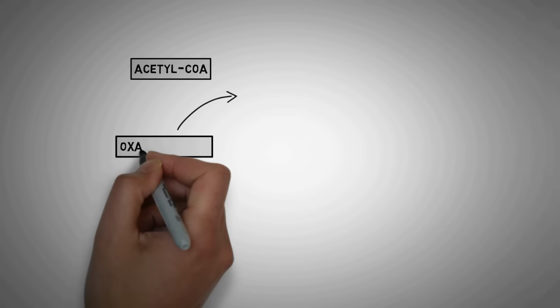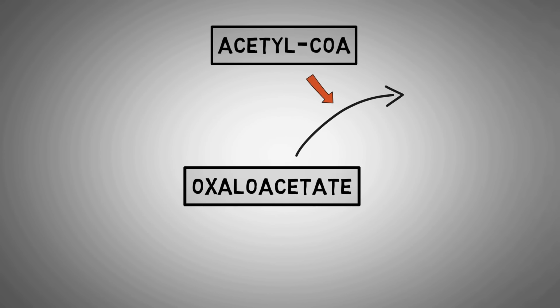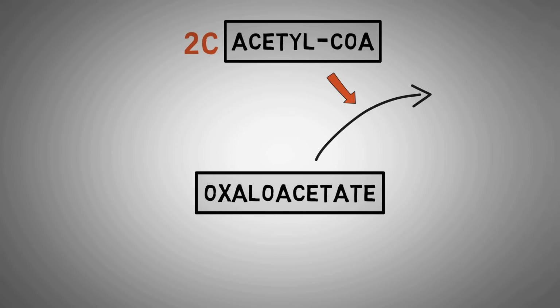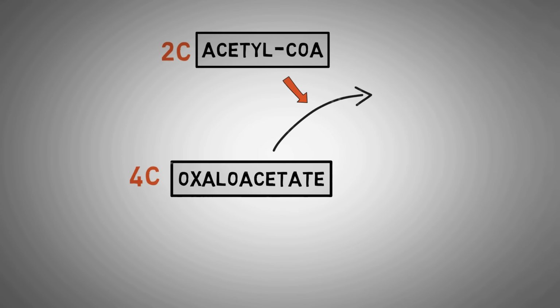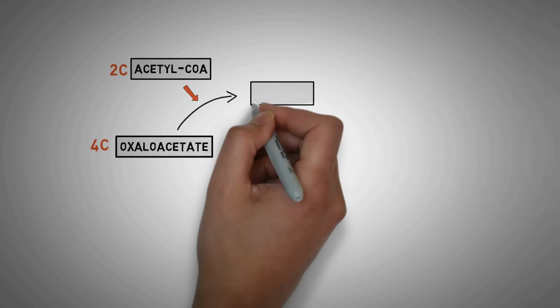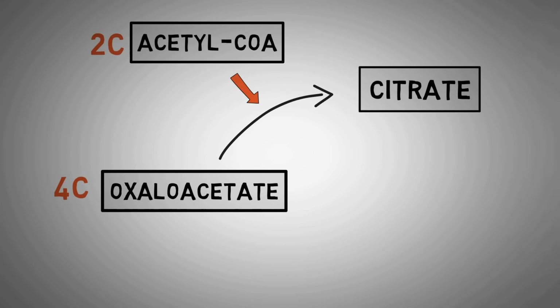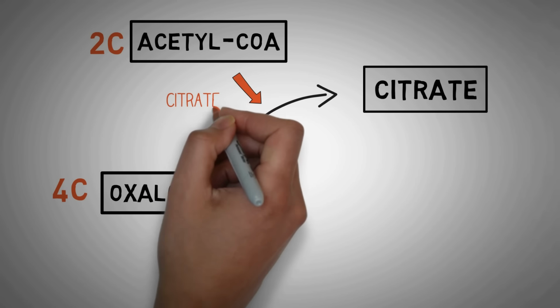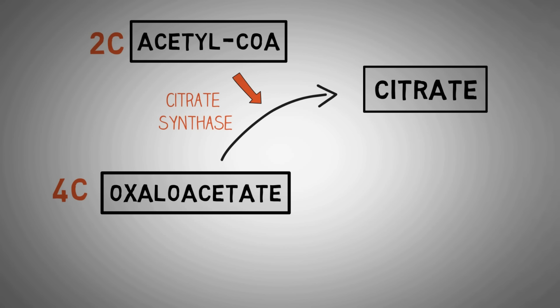So the first step of the Krebs cycle is the combination of acetyl-CoA with oxaloacetate. Like I told you, acetyl-CoA is a 2-carbon compound, and this 2-carbon compound combines with oxaloacetate, which has 4 carbons. This combination leads to formation of citrate, which is a 6-carbon compound, and this reaction is made possible by the enzyme citrate synthase. The name of this enzyme is self-explanatory for what it does.